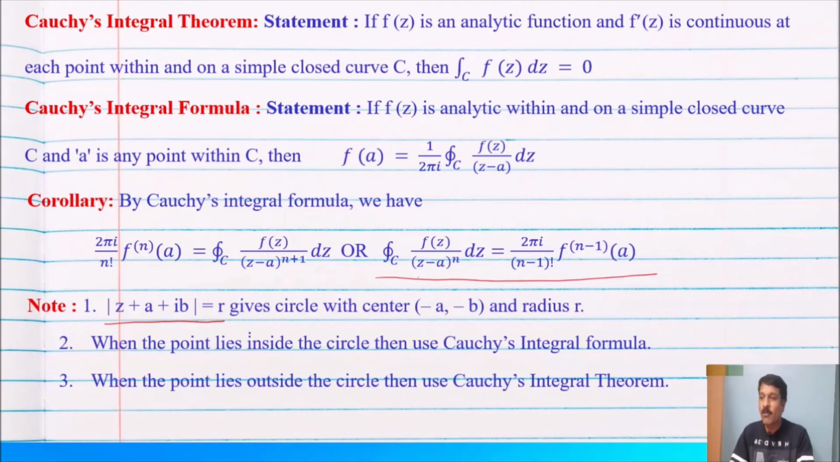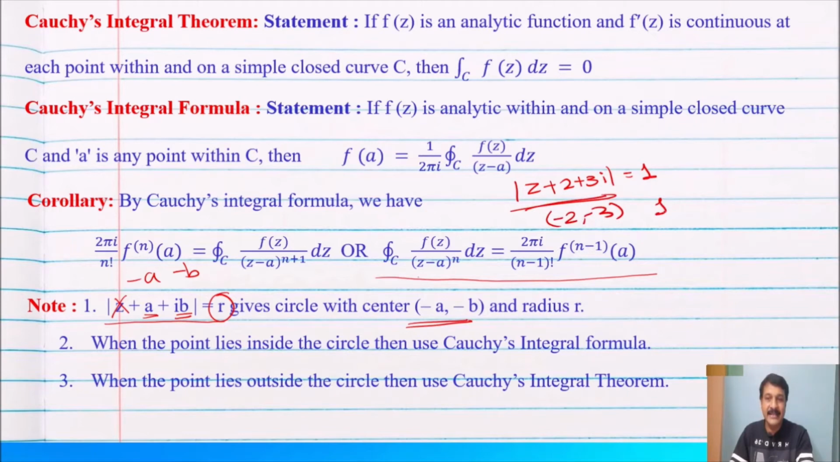Note that mod of z plus a plus ib equal to r gives a circle with center minus a minus b. So you can remember it like that. If we take this z, what is the real part here? a. What is the imaginary part? b. Take the opposite signs, and this is the center and the radius is r. For example, if mod of z plus 2 plus 3i equals 1, what is the center? This is the circle with center minus 2 minus 3 and radius 1.